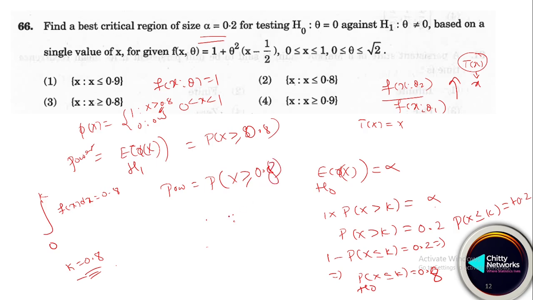Now you search this in the options. So this is option 3. This is the correct answer for this question. This is based on the Karlin-Rubin theorem, uniformly most powerful test. So in MP and UMP you might expect one question.